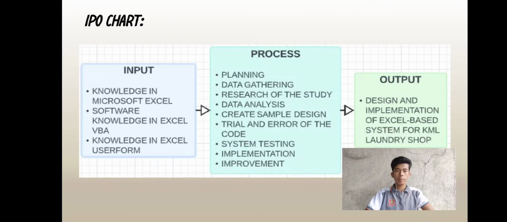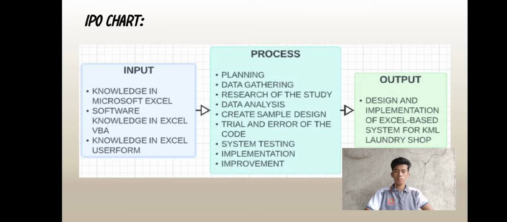In process, for the development and procedure of the study, the proponents must plan the research study well and share ideas with each other for data gathering. The research of the study will be conducted next and the data collected will be analyzed. Then, the proponents will create a sample design for the trial and error of the code. Once the trial succeeds with no errors, the system will then be tested to check if everything is functioning well. Then the system will be implemented in the business.